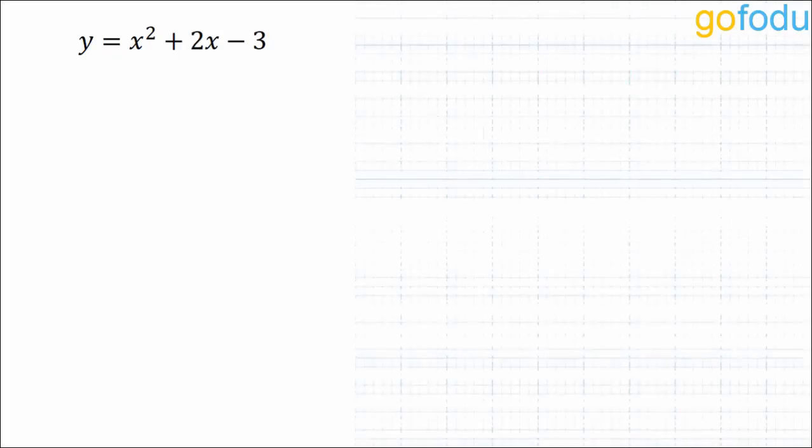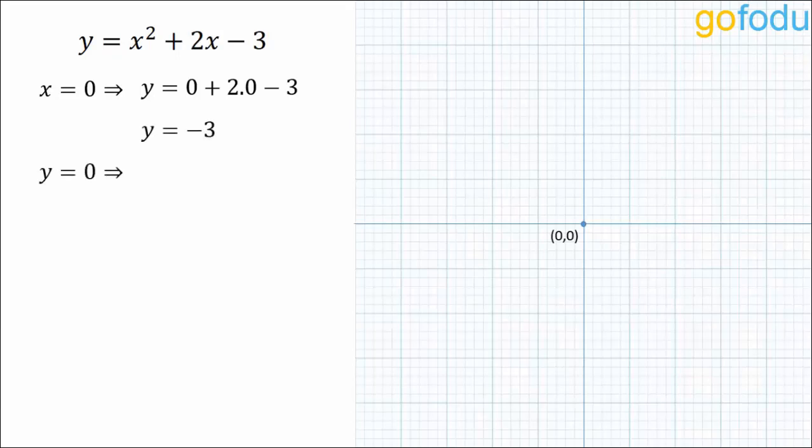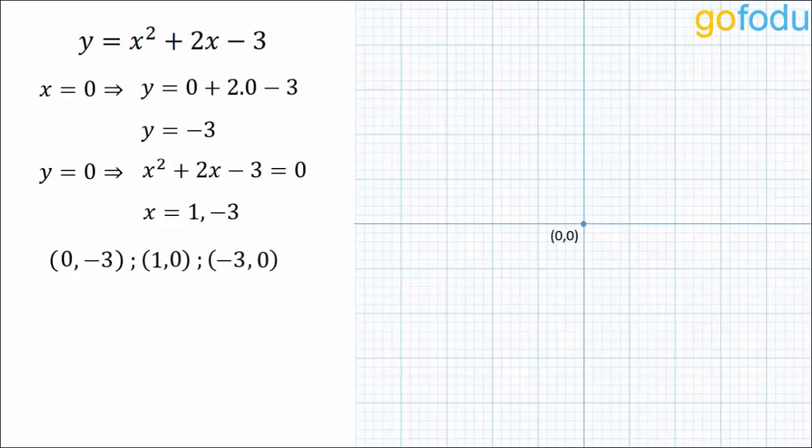Let's plot the graph of y equal to x square plus 2x minus 3. For x equal to 0, y will be 0 plus 2 into 0 minus 3, that is minus 3. If we put y equal to 0, solve this quadratic to get the values of x as 1 and minus 3. So these are the 3 points that we have got: 0 comma minus 3, 1 comma 0 and minus 3 comma 0. Let's plot them.